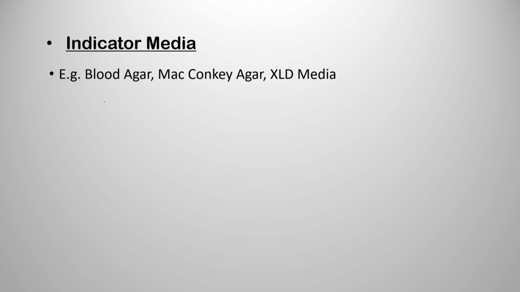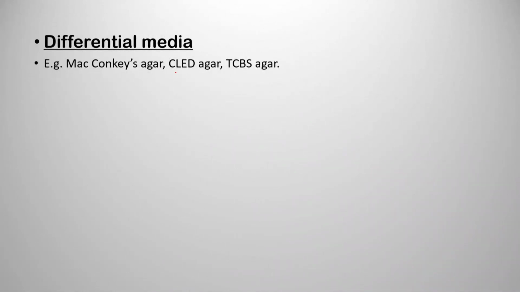Now, selective media. Examples are MacConkey agar for gram-negative bacteria, TCBS for Vibrio cholera, potassium tellurite media for diphtheria bacilli, and eosin methylene blue for gram-negative bacteria, which we call EMB agar. In this media, some inhibitory substance is added to a solid media to inhibit the contaminating bacteria such as antibiotics, dyes, chemicals, and alteration of pH. In this media, those inhibitory substances are added which inhibit or suppress or control the contamination of bacteria.